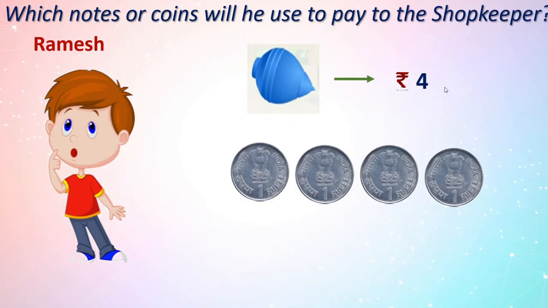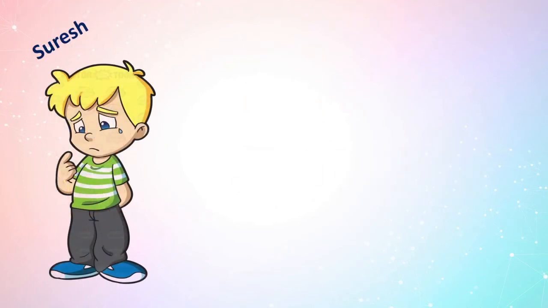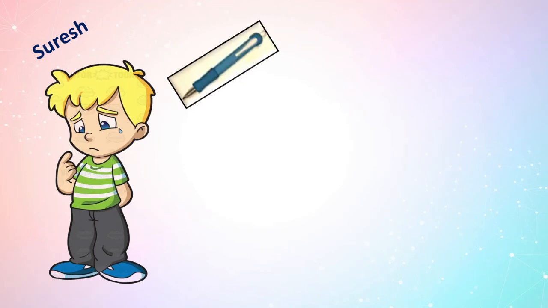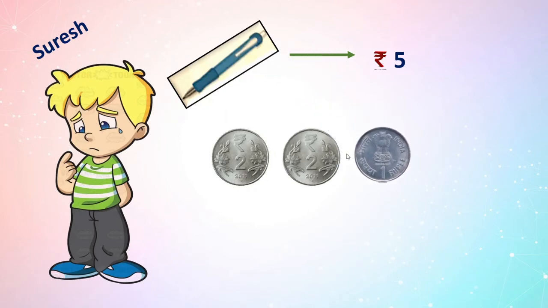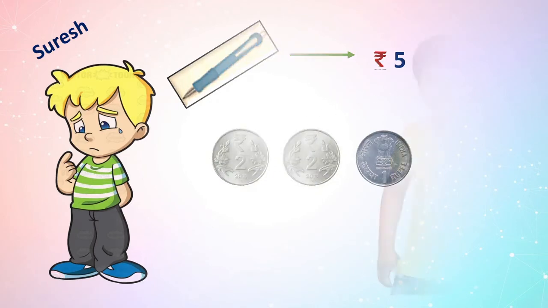Very nice Ramesh. What about this Suresh? He purchased one pen costing rupees 5. We'll see how he gave 2 rupee coin, 2 rupee coin, 1 rupee coin. Very nice Suresh. 2 plus 2 plus 1 is equal to 5. That is rupees 5. Good.